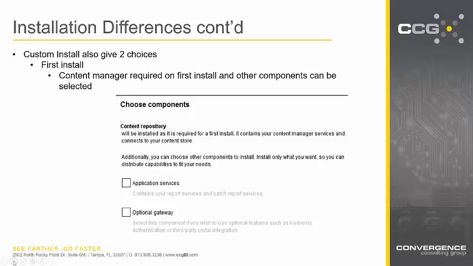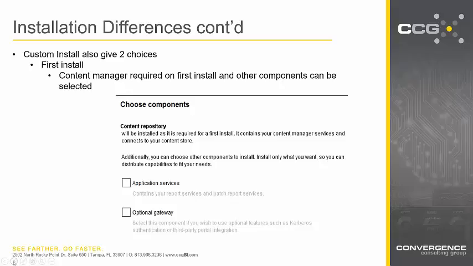The content manager is not optional because it's required. It's saying, well, I don't have anything to connect to, I don't have any other components, so it assumes you have to have the content manager, so it's going to force the install on that particular server. Then you can also include an application tier or the gateway if needed.